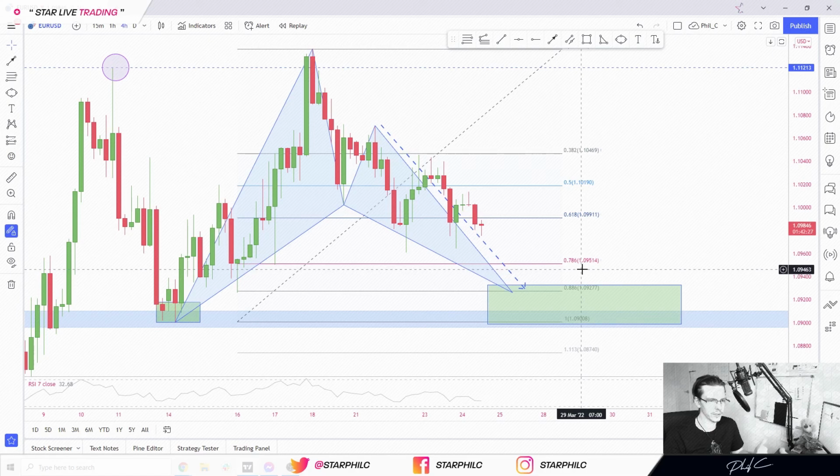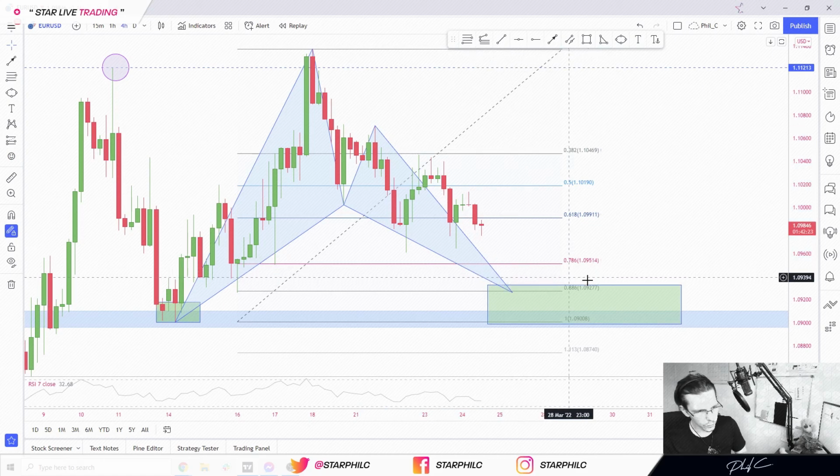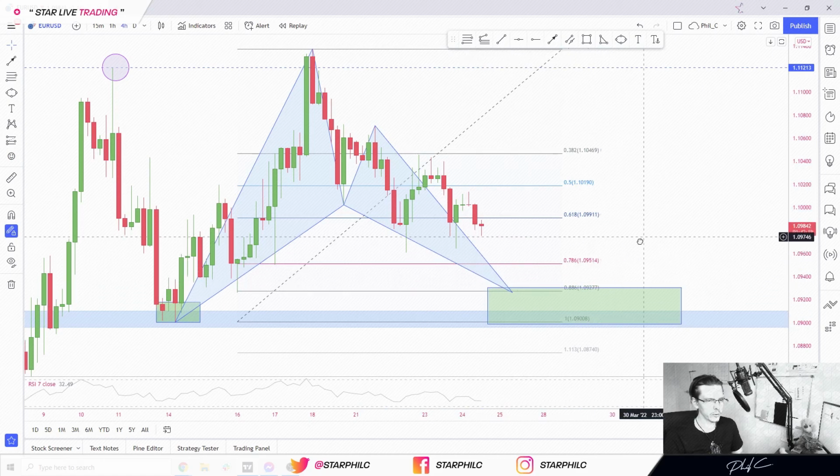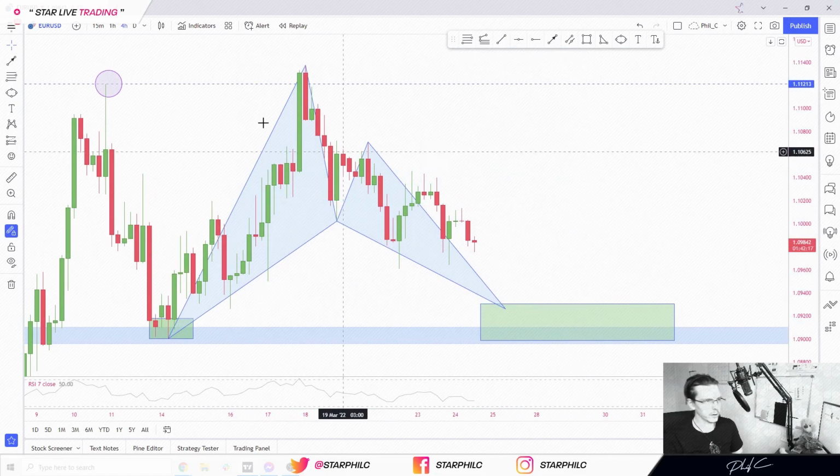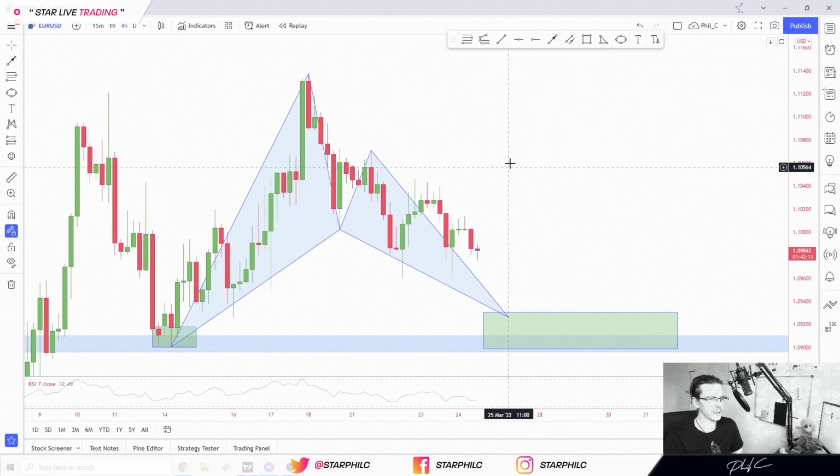That's it. Identify, predict, decide, execute. Now, if price action does do that, where are my targets? Where are my stops? Where am I getting out if I'm wrong? And where are my targets? Where am I getting out if I'm right?